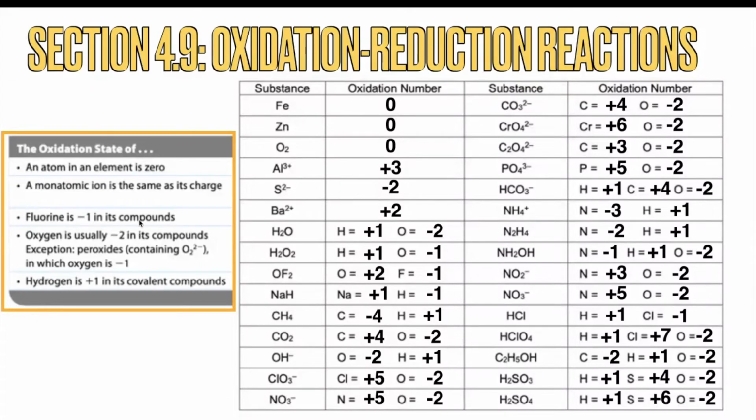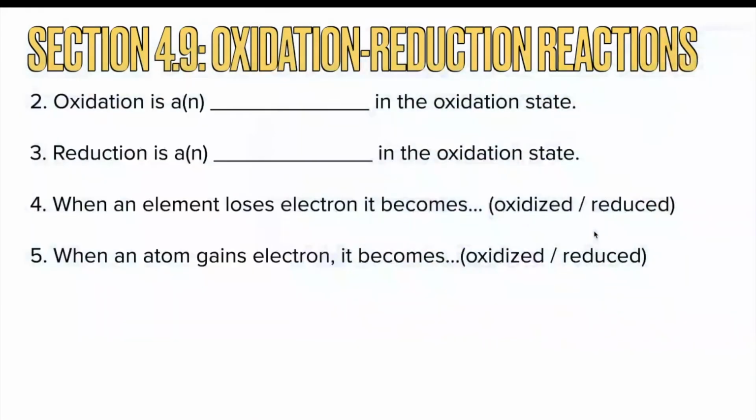And fluorine's always a -1. That's the only one that doesn't have any exceptions here. So again, using those three, we can pretty much figure out the oxidation state or number of anything. So what is oxidation? Great, we learned how to assign oxidation numbers. What is oxidation? Oxidation is an increase in oxidation state.